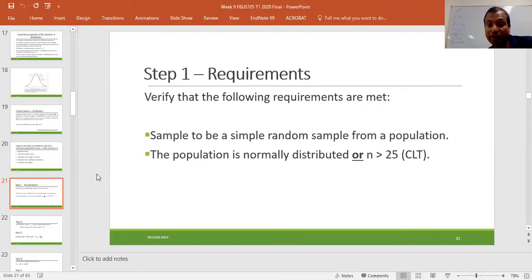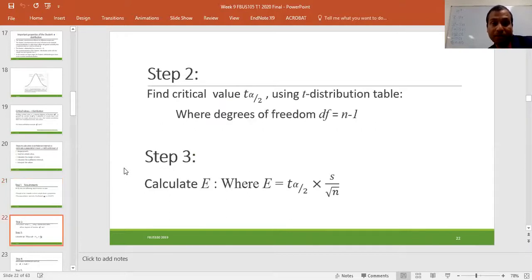N has to be greater than 25, or the population has to be normally distributed. It is clearly mentioned in exercise 4 that the sample is taken from a normal population. So it's normal distribution. Although the sample size is 18, which is not greater than 25, it is an or situation. So if the population is normally distributed, satisfied. And the sample has been drawn as a random sample, yes, it is mentioned in the first sentence itself. What is the second one?